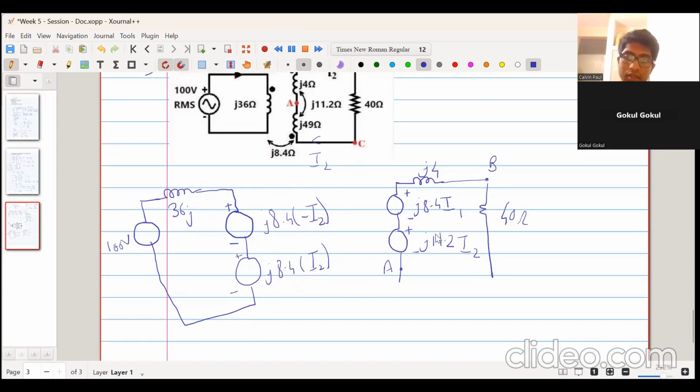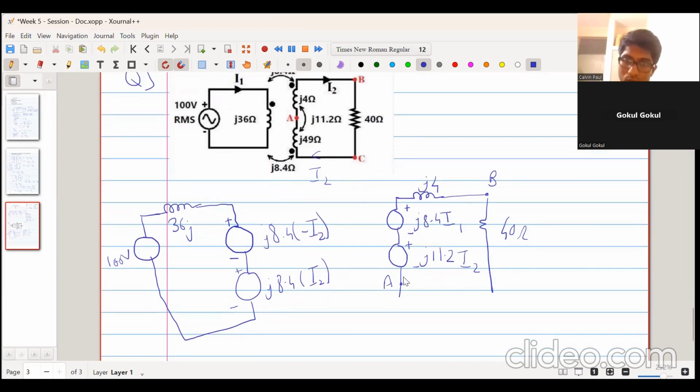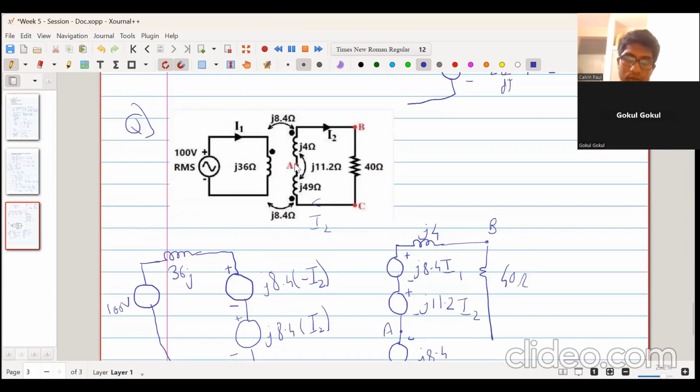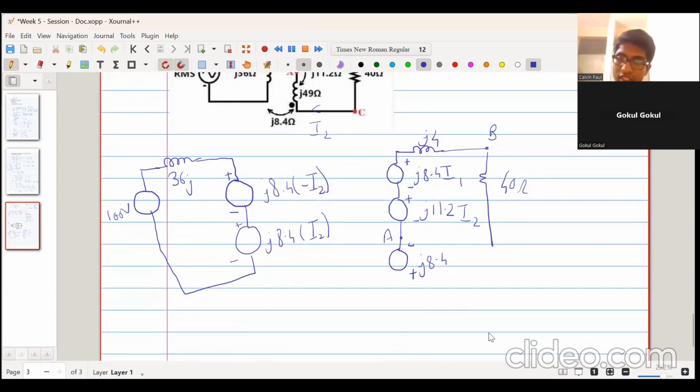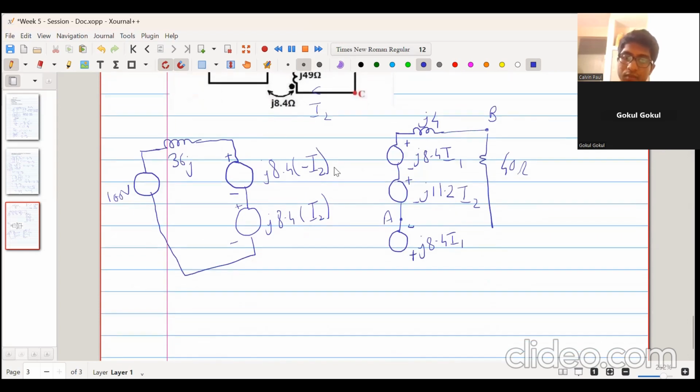Similarly, now this coil is coupled to this coil by J 8.4. And the dot, you must keep in mind, over here is at the bottom. So plus will be at the bottom. Then J 8.4. Now I1 is flowing into the dot. So that's directly J 8.4 into I1. Alright. Similarly, this coil is coupled to this coil also by J 11.2. So we write it, and the dot is at the bottom.